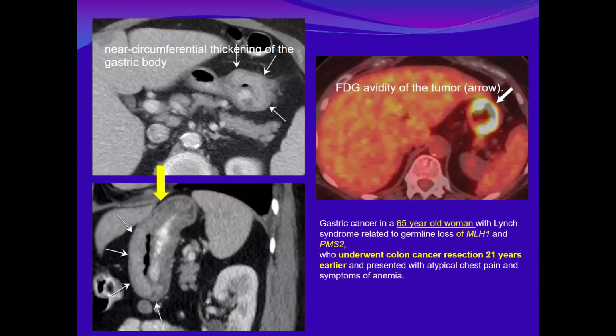Okay, this is a patient with gastric cancer, a 65-year-old woman with Lynch syndrome with a germline loss of or a defect in MLH1 and MSH2. She underwent colonic cancer resection 21 years earlier, when she was in her 40s. Then she developed gastric cancer.